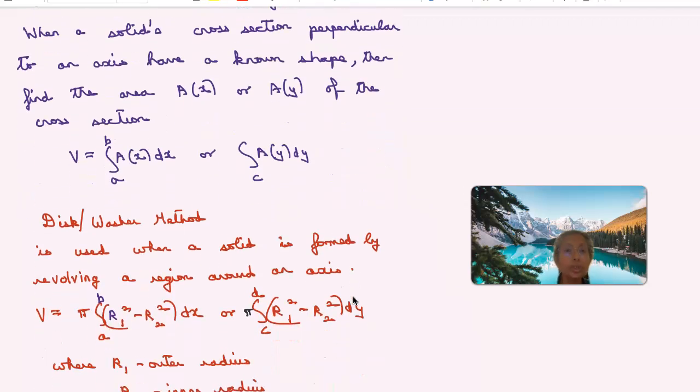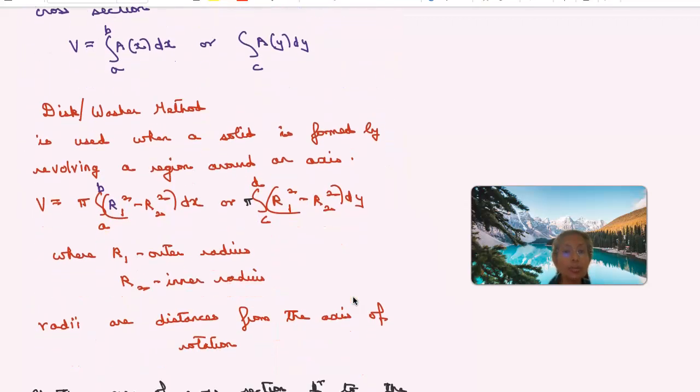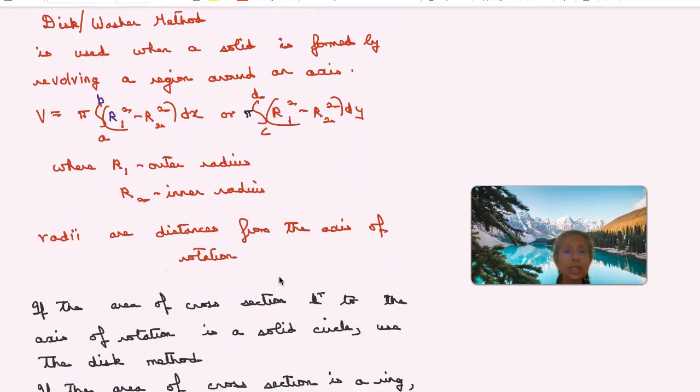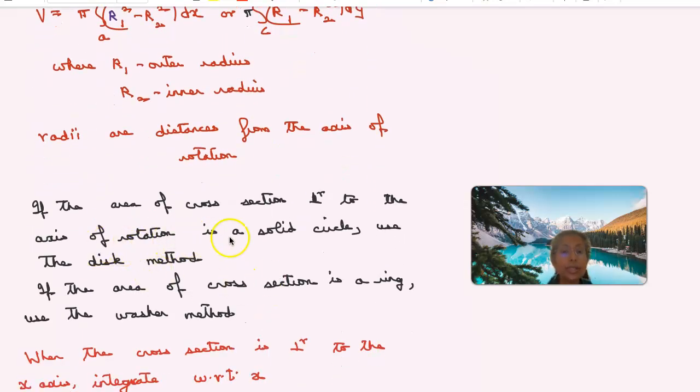Then we have the disk and washer method, which is used when a solid is formed by revolving a region around an axis. So in this case, the volume is pi times integral a to b of r1 squared minus r2 squared dx or pi times integral c to d of r1 squared minus r2 squared dy, where r1 is the outer radius and r2 is the inner radius; radii are the distances from the axis of rotation. If the cross-section perpendicular to the axis of rotation is a solid circle, we use the disk method. If the cross-section is a ring, we use the washer method. So basically when there is a gap like a donut, then we use the washer method.